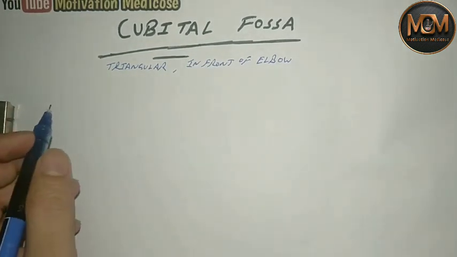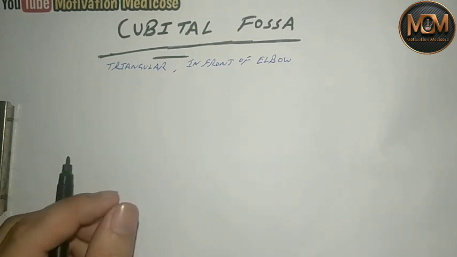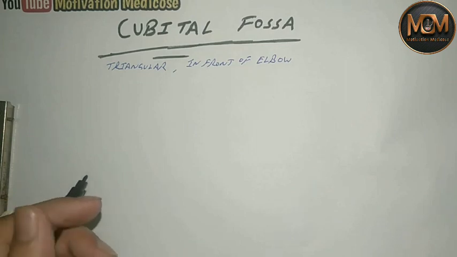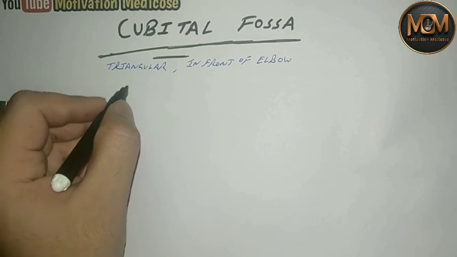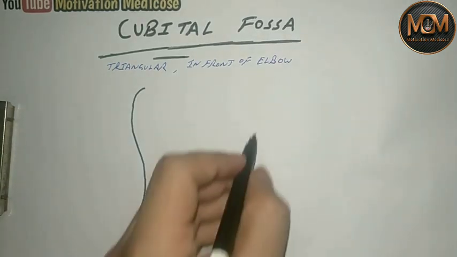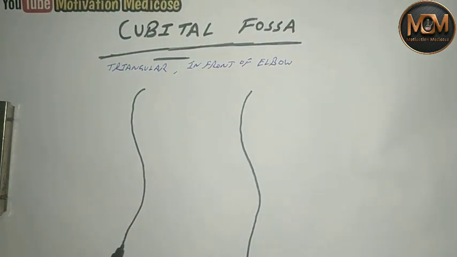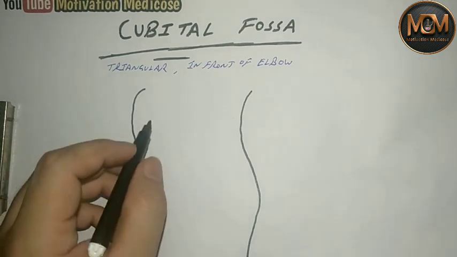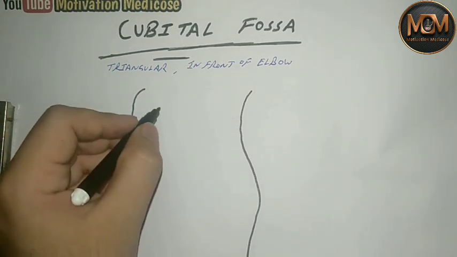Now first of all we see all the things, the boundaries as well as the contents, through a simple diagram. Just take one pen and one paper and draw the diagram with me. I am drawing just a rough diagram. So this is arm. I have drawn it bigger to understand it better. This is the elbow region.